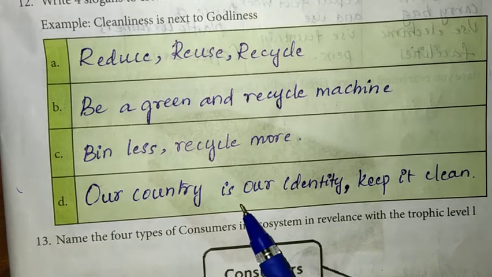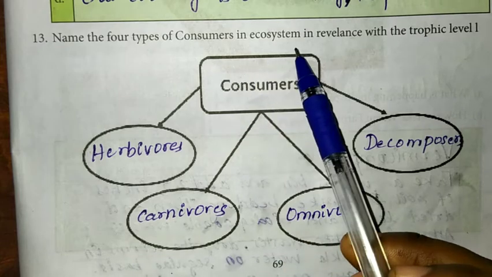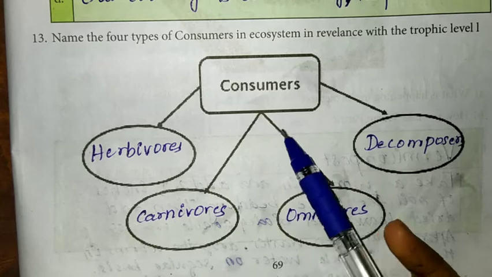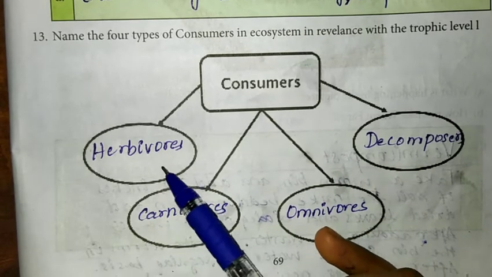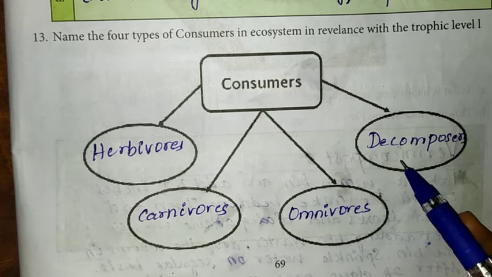Keep it clean. 13th question, name the 4 types of consumers in ecosystem in relevance with the trophic level 1. I marked in this diagram. First is herbivores, next is carnivores and then omnivores and then decomposers.